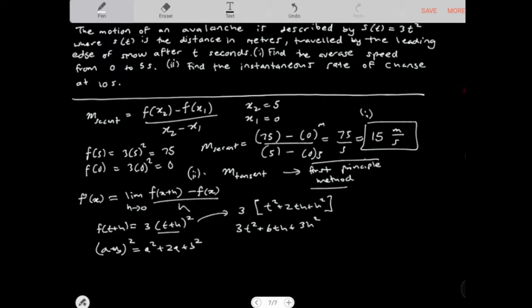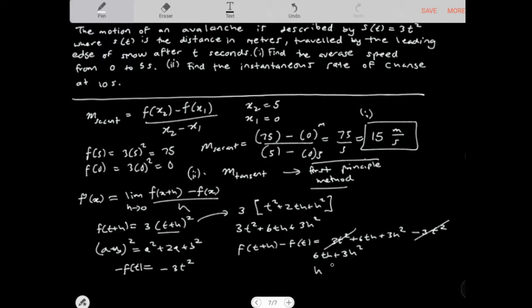Okay, now I have this, and then I'm going to also look at my negative f of t instead of x, right, which is basically negative 3t squared. And if I combine this, f of t plus h minus f of t, you're going to get 3t squared plus 6th plus 3h squared minus 3t squared. All right, so you can see that these are like terms that cancel out, and you basically are left with 6th plus 3h squared. You can notice that there is an h that's common, so if I factor this out, you get 6t plus 3h. And this is where the limit is h approaches 0, and we can see that the h's cancel out.